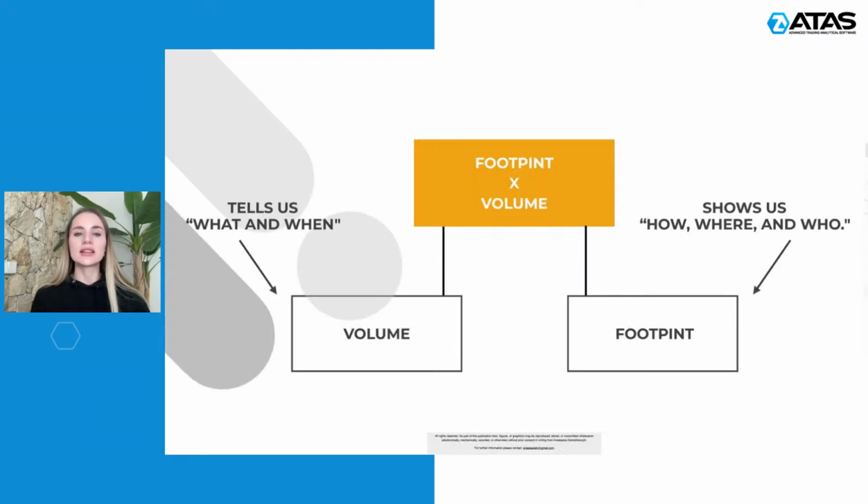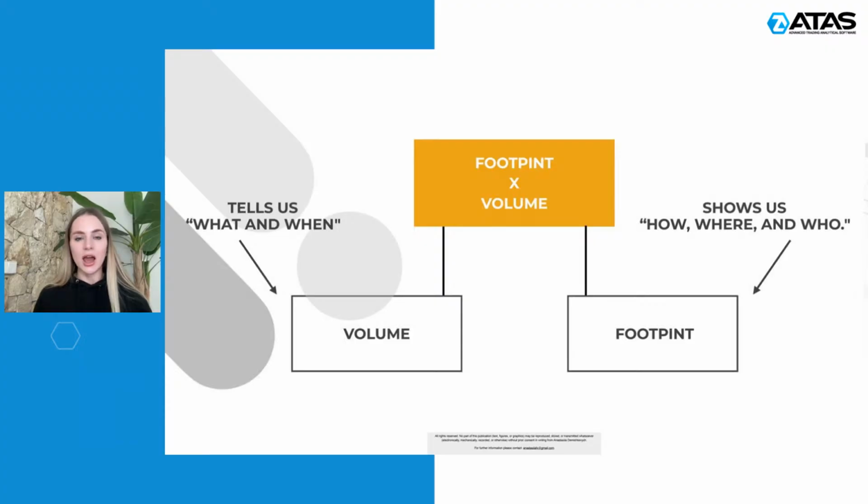And you could summarize it like this, essentially. Everything that we are talking about today can be summarized this way. Volume tells you what and when is happening, and footprint shows you how, where, and who is making it happen. Together, all of this volume and footprint combined give you a 3D full picture of what is happening in the market.